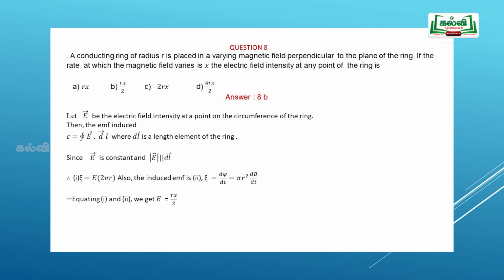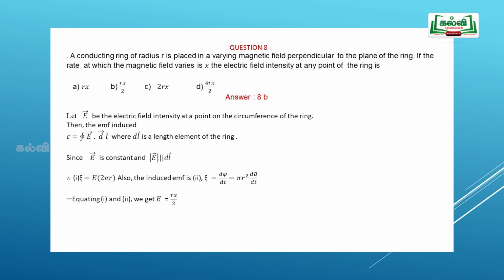So, one way of finding out xi is, what is it? E into 2 pi r. What is the other way? The usual formula, d phi by dt. What is d phi by dt? It is d by dt of Ba cos 0 here, right? Ba, which is changing. A is pi r square, it is a ring of area pi r square, right? Then dB by dt. What can you substitute for dB by dt? It is given in the problem that dB by dt is nothing but x. So, substitute for this as x. So, this is pi r square x.